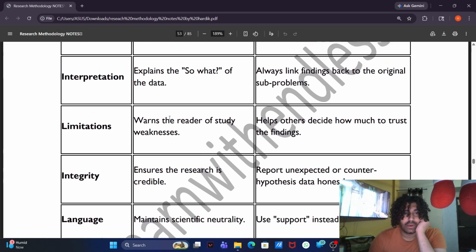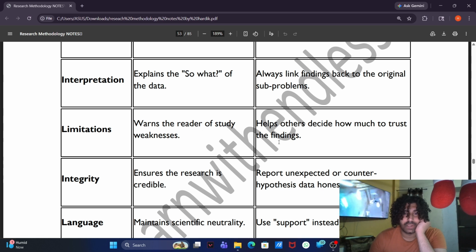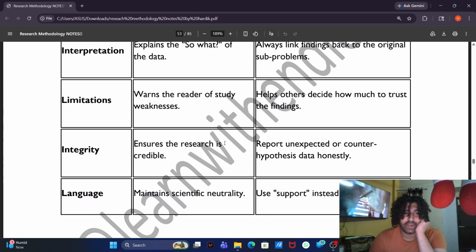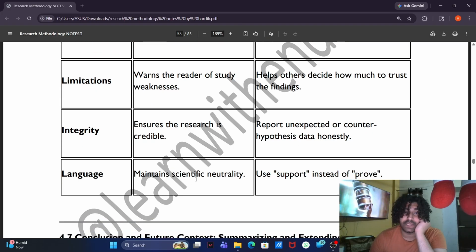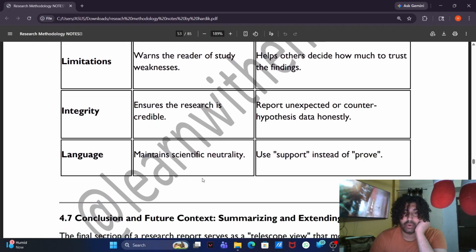Limitations: warn the reader of study weaknesses and help others decide how much to trust the findings. Integrity: ensures the research is credible. Report unexpected or counter-hypothesis data honestly. Language: maintain scientific neutrality. Use "support" instead of "proof".